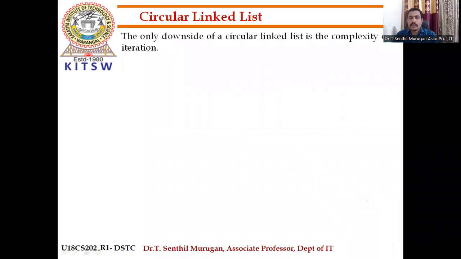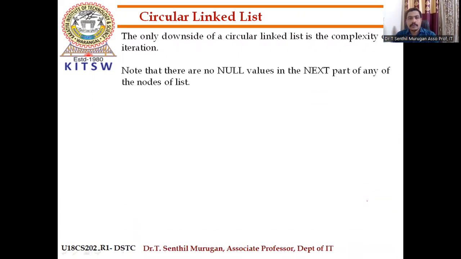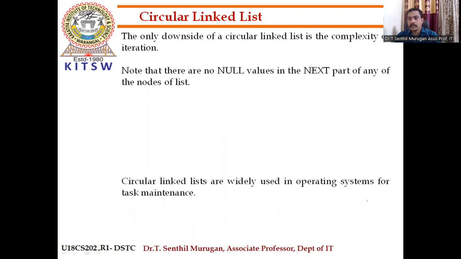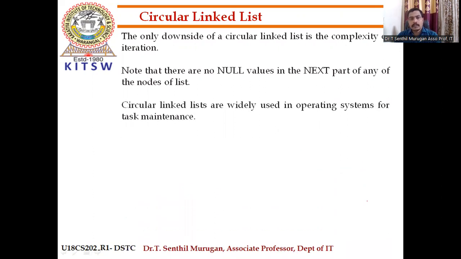The complexity of iterations will be there. How many times we want, we can do this. There are no null values in the next part of any node, because the last node is pointing to the first node. Circular linked lists are widely used in operating systems for task maintenance.